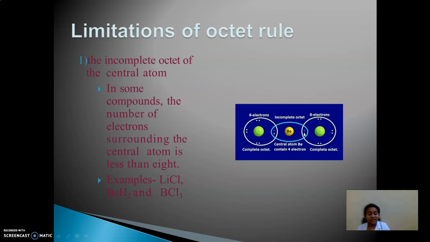In the octet rule, we stated that in order to attain stability, an atom should contain 8 electrons in the valence shell. But beryllium does not contain 8 electrons, yet it is highly stable. So in some compounds, the number of electrons surrounding the central atom is less than 8. For example, lithium chloride, beryllium hydroxide, beryllium hydride, BCl3, boron trichloride. So many examples are there. So this is the first case.